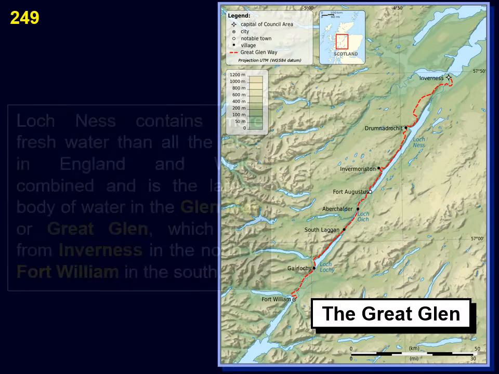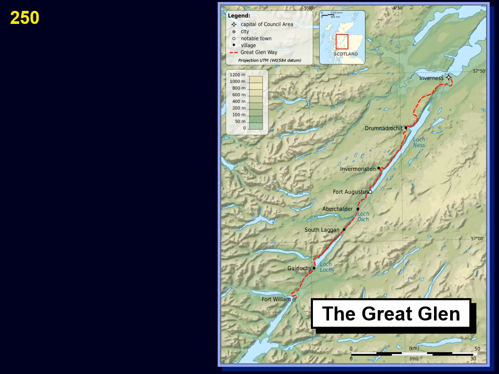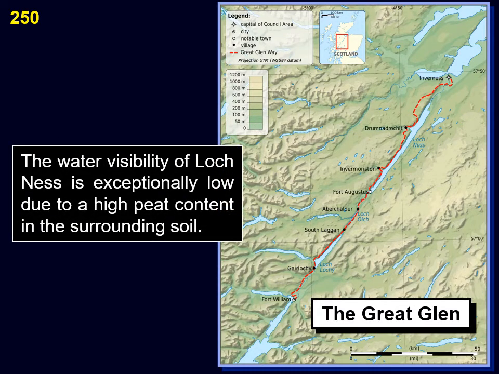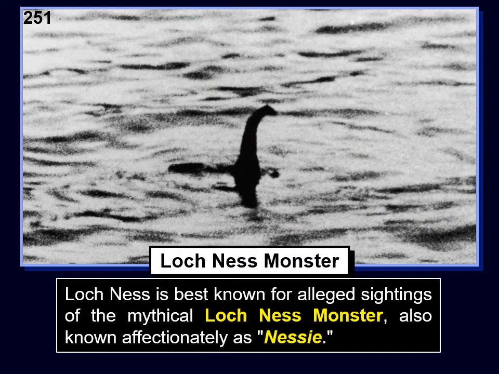Loch Ness contains more fresh water than all the lakes in England and Wales combined, and is the largest body of water in the Glenmore, or Great Glen, which runs from Inverness in the north to Fort William in the south. The water visibility of Loch Ness is exceptionally low due to a high peat content in the surrounding soil. Loch Ness is best known for alleged sightings of the mythical Loch Ness Monster, also known affectionately as Nessie.